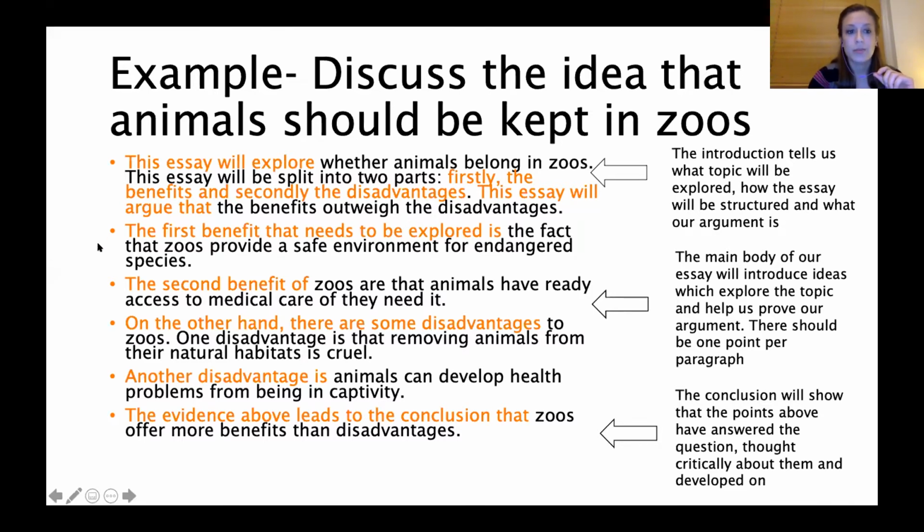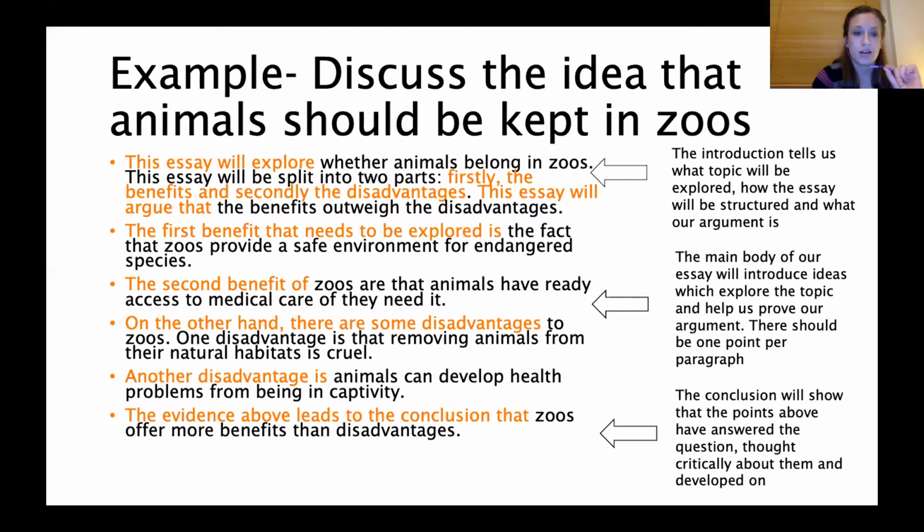Now moving on to the body paragraphs, which introduce the ideas and explore the topic in depth. And here, each body paragraph should have its own point. So yeah, limit yourself to 1 idea per paragraph. So some examples. The first benefit that needs to be explored is the fact that zoos provide a safe environment for endangered species. The second benefit of zoos is that animals have ready access to medical care if they need it. Small typo there. On the other hand, there are some disadvantages to zoos. One disadvantage is that removing animals from their natural habitats is cruel. And another disadvantage is that animals can develop health problems from being in captivity.